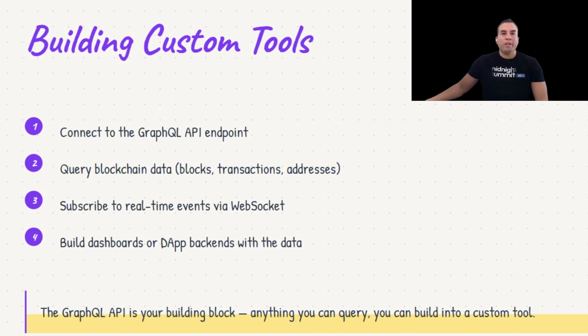The GraphQL API is your building block. Anything you can query, you can turn into a custom tool. Want a Slack bot that alerts you when a specific contract gets called? Totally doable. Want a custom analytics dashboard for your app? Just query the API and render it. The foundation is there.